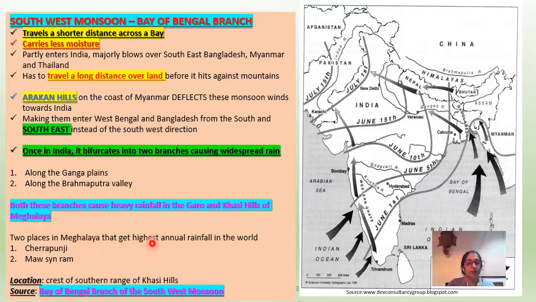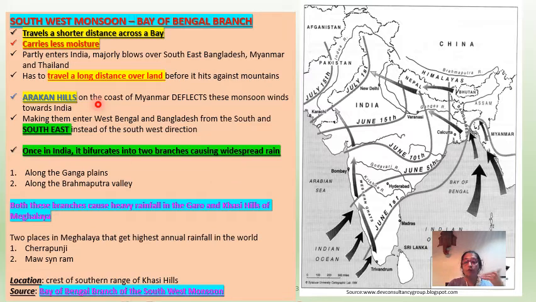Two places in Meghalaya get the highest annual rainfall in the world, Cherrapunji and Mawsynram. They are here. Now, location: crest of the southern range of the Khasi hills. So these two, Cherrapunji and Mawsynram, are in the crest, meaning the peak of the Khasi hills. What is the source of rainfall there? You should know it by heart like this. The Bay of Bengal branch of the southwest monsoon is what causes the rains here. It's a very important slide.